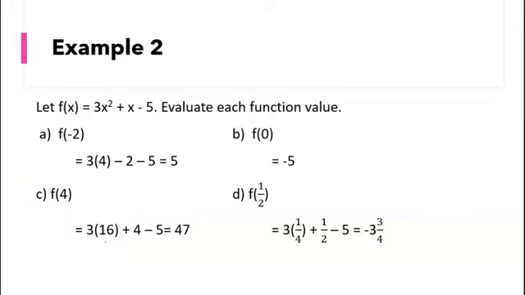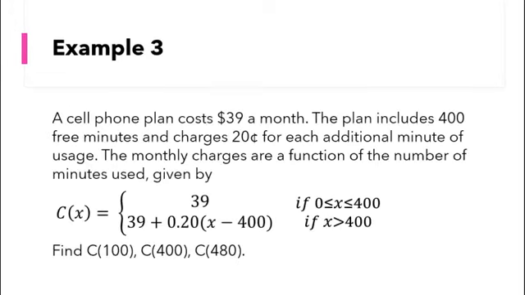Next, we're going to look at a different type of function that many of you probably have not seen before. They are piecewise defined functions. Example 3 says a cell phone plan costs $39 a month. The plan includes 400 free minutes and charges 20 cents for each additional minute of usage. The monthly charges are a function of the number of minutes used, given by this function. This is what we call a piecewise defined function. And they're asking us for this function to find C of 100, C of 400, and C of 480.